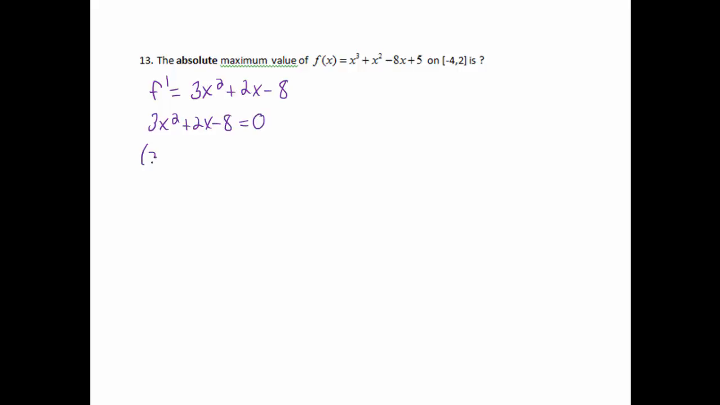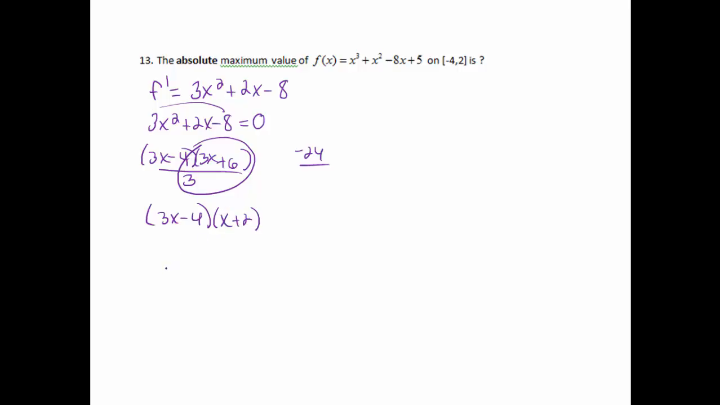And I do notice this is going to be a magic number factoring problem once again. 3 times negative 8 is equal to negative 24. So what times what would give me negative 24, but add up to give me positive 2? That would be negative 4 and positive 6. I'm going to divide out the 3 from the second part. So this will be 3x minus 4 and x plus 2. So my critical numbers are x equals 4/3 and x equals negative 2.